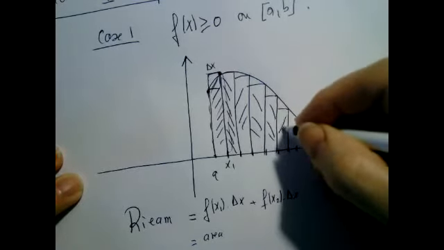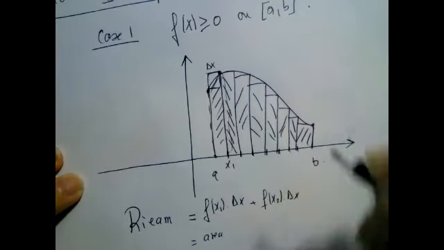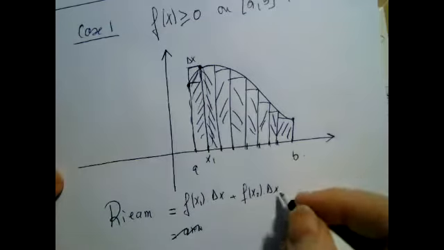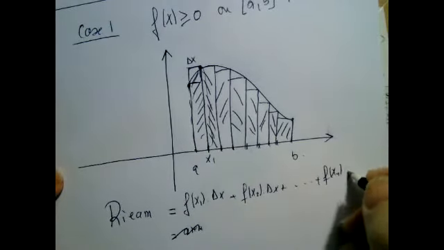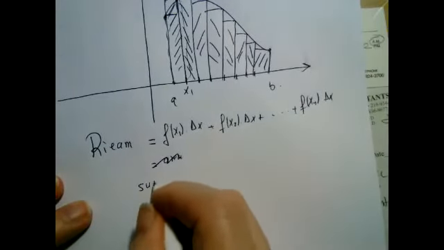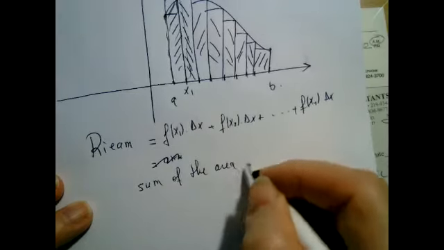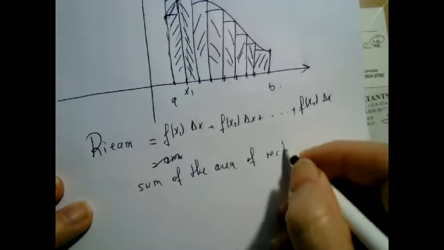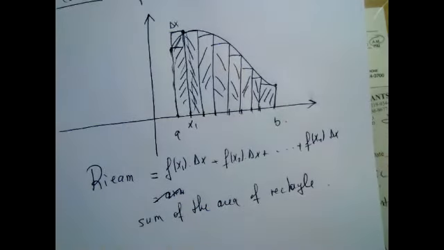I keep writing this piece. So the Riemann sum in this case, plus etc., f of xn times delta x. So the Riemann sum is the sum of the area of the rectangles. So that's the interpretation of the Riemann sum.